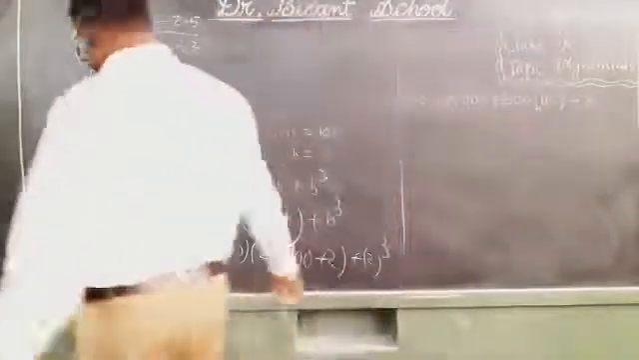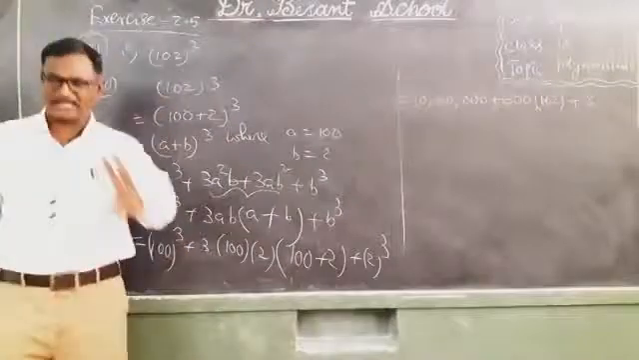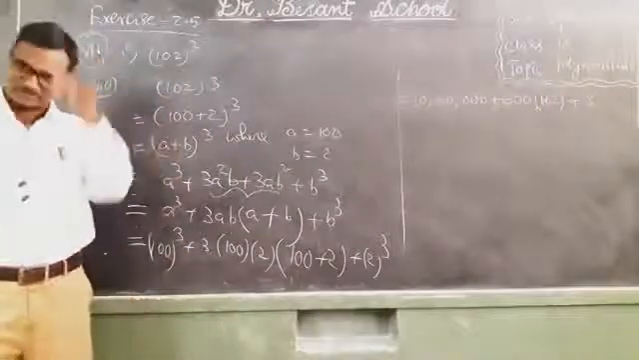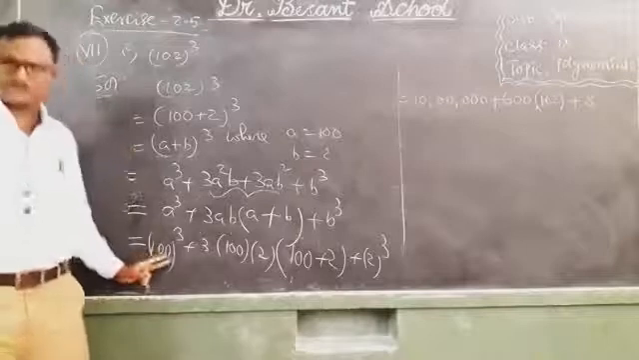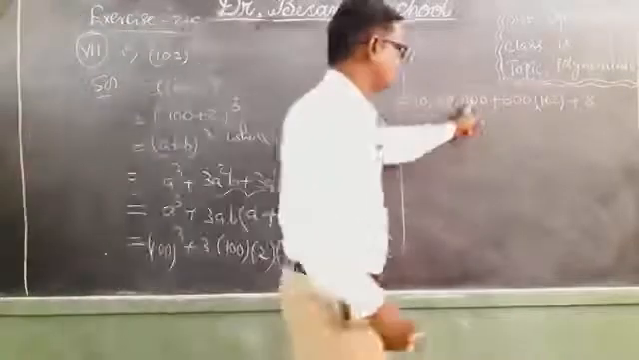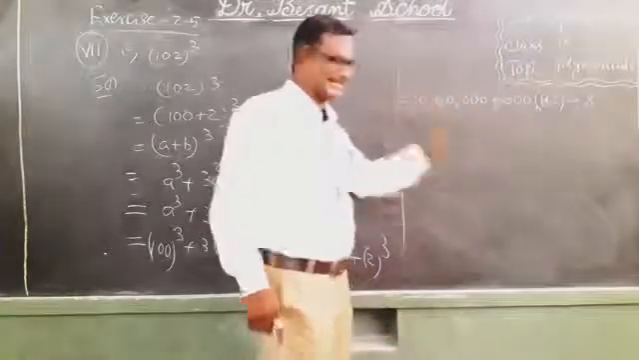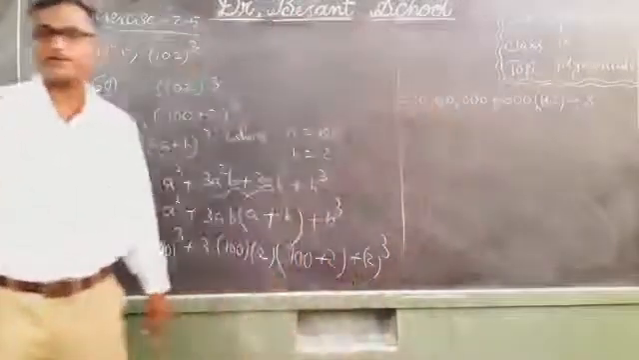Do not get any confusion, children. 100 whole cube means 100 into 100 into 100. 1 into 1 into 1 is 1 only, 2 zeros into 2 zeros into 2 zeros, totally 2 plus 2 plus 2, 6 zeros you will get. That is 1, 2, 3, 4, 5, 6 means units, tens, hundreds, 1,000, 10,000, lakhs, 10 lakhs. So the value of 102 whole cube equals 10 lakhs.